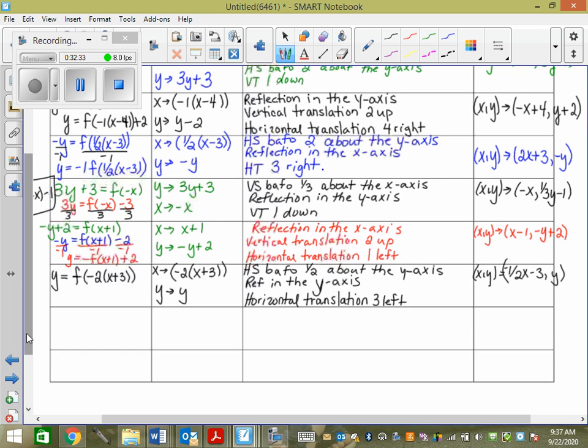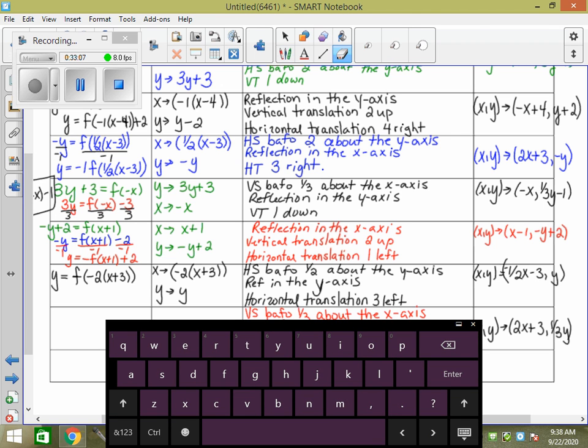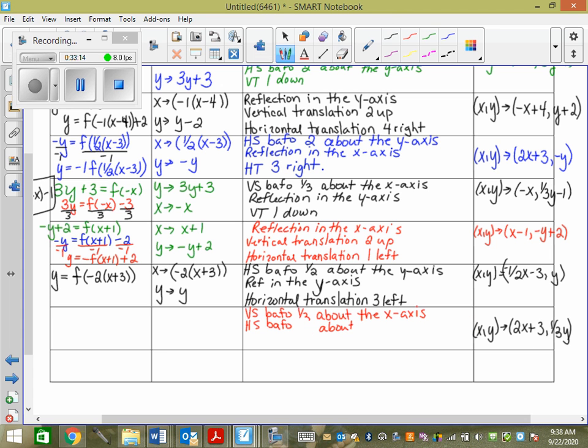Then I have one last one. xy becomes 2x plus 3 comma 1/3 y. So I have a vertical stretch by a factor of 1/3, because the number stays the same, above the x-axis. I have a horizontal stretch by a factor of 1/2 about the y-axis. Oh, I covered up my oopsies, so that's good. By 2. Remember, the numbers stay the same, and then I flipped them. Good job, Crystal. Okay, horizontal stretch by a factor of 2 about the y-axis. And a horizontal translation 3 right.